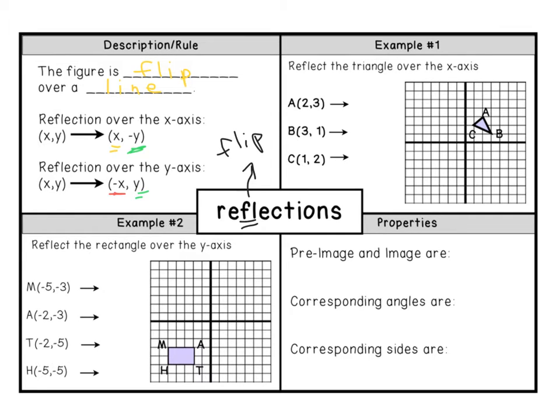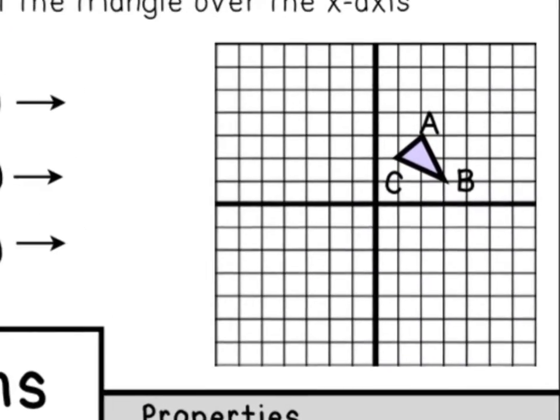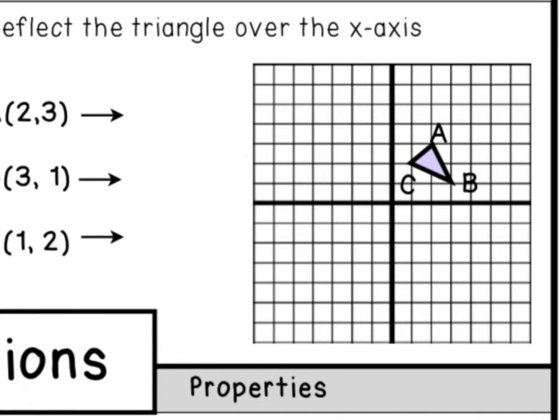So let's look at our first reflection over the x-axis. We're reflecting over the x-axis, so keep in mind that means our figure is going to flip over the x-axis. So you want to make sure you know what axis you're flipping over. Here's how this works. Let's look at point A. Point A is 1, 2, 3 points above the x-axis. So to flip it over the x-axis, we're just going to go 3 points below.